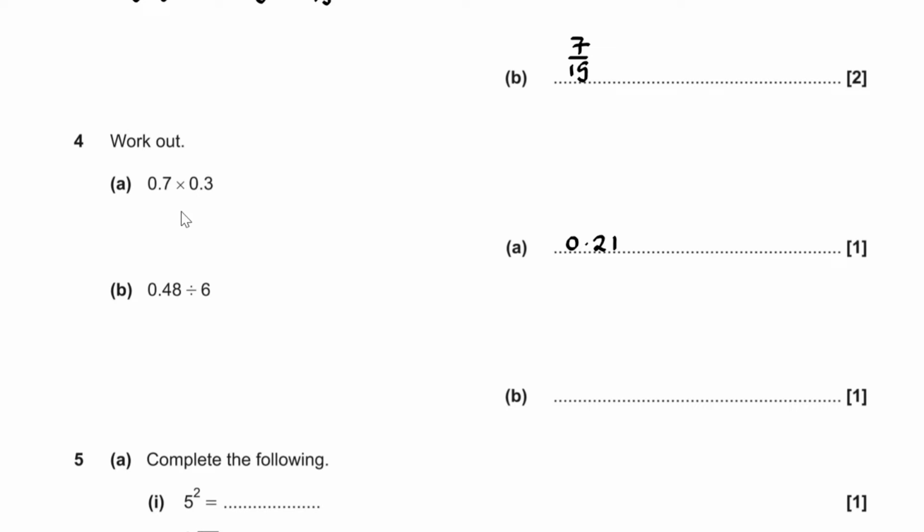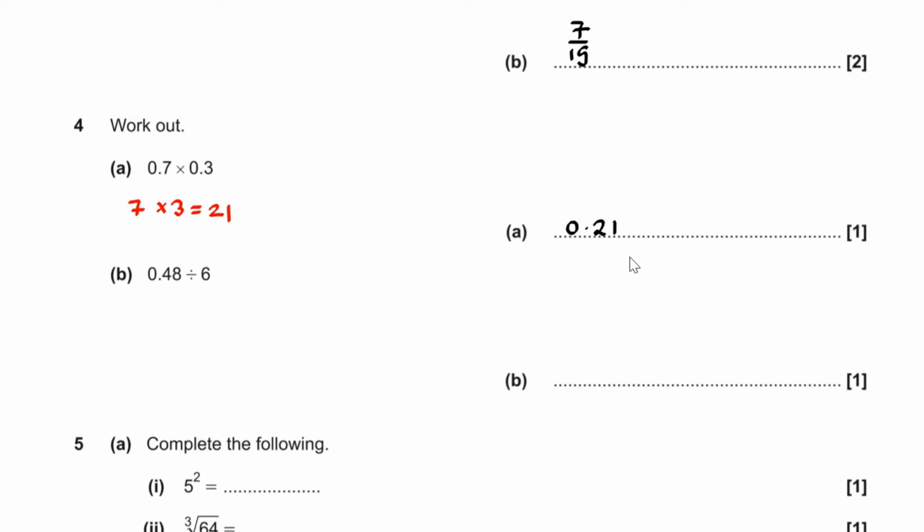Another way of thinking about this is if I multiply this by 10, we would have 7, and if I multiply this by 10, we would have 3. So 7 times by 3 is 21, and because I times this by 10 and this by 10, I'd have to divide this by 10 by 10. In other words, I have to divide 21 by 100 to get 0.21.